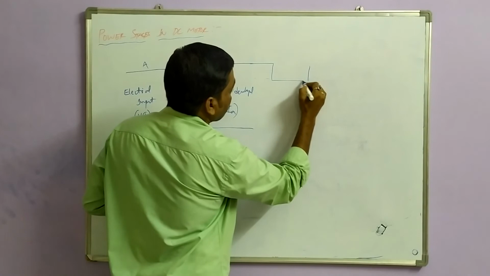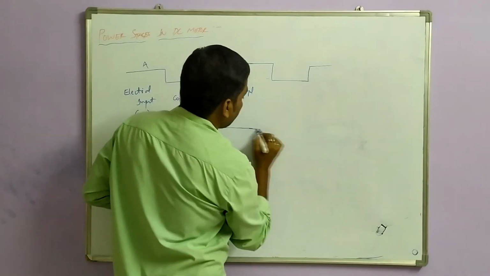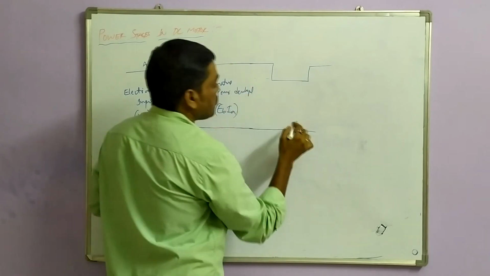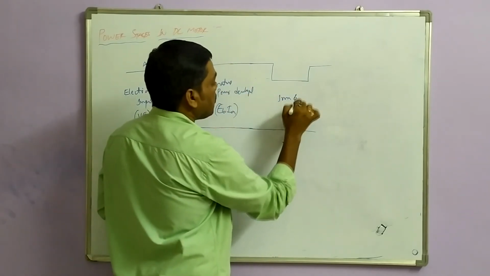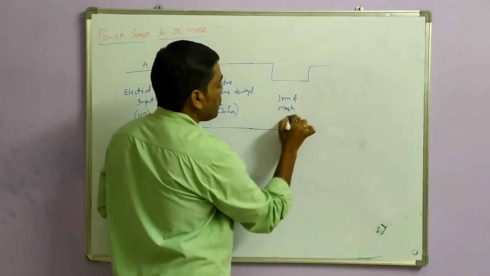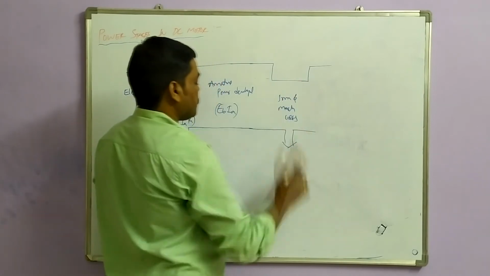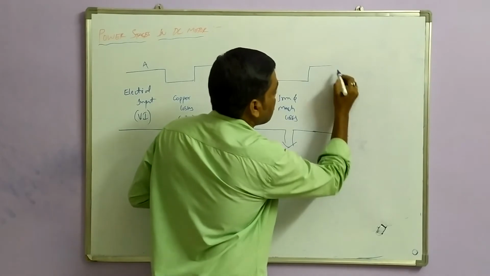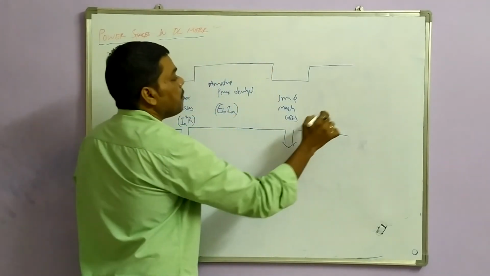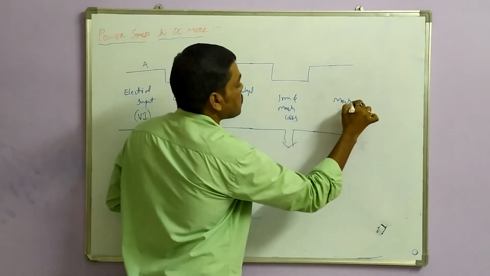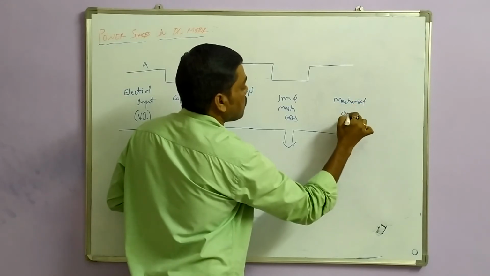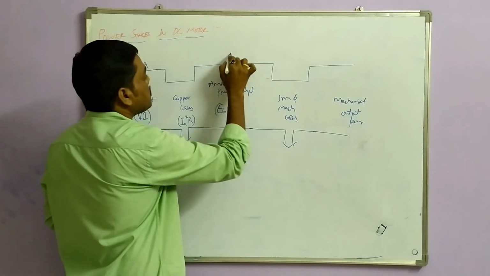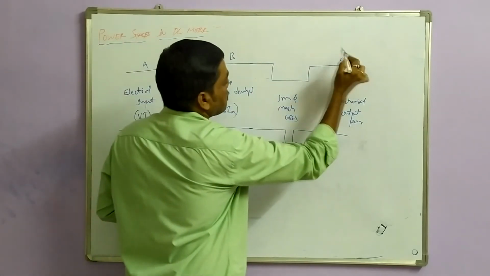Okay, now here I am writing that losses. So it is nothing but iron and mechanical losses. Okay, now again the losses, this will be the mechanical output power. Now this is B and this is the C.